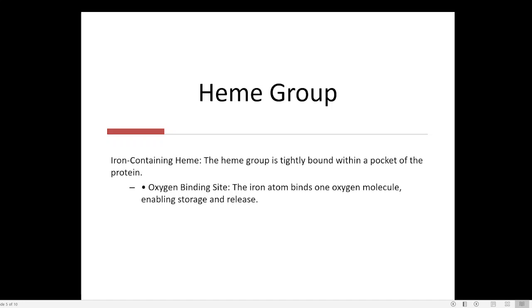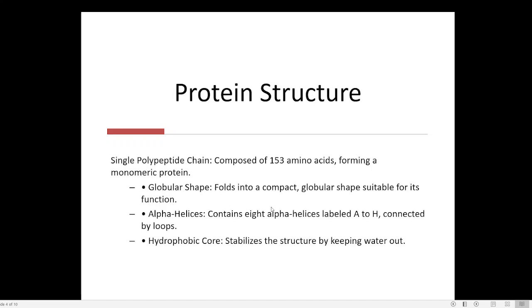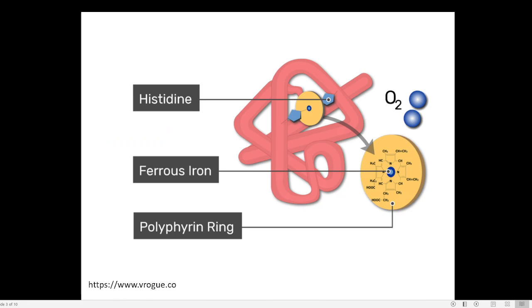Now coming to the heme group. Heme group is actually an iron-containing compound. It is tightly bound with this iron. The main function of this heme group is that, because of the presence of the iron atom, it binds one oxygen molecule, enabling the storage and release. So at the center we can find the heme group. This heme group is helping in the storing of oxygen. That is the main function of the heme group in hemoglobin and myoglobin.